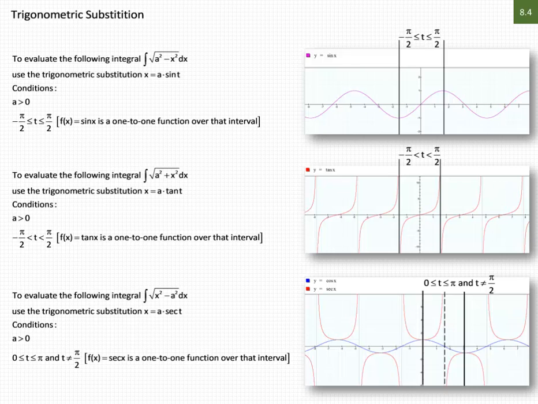substitution x equals the constant times tangent of t, where t is between minus pi over 2 and pi over 2. When the integrand is or contains the square root of x squared minus a constant squared, use the trigonometric substitution x equals the constant times secant t, where t is between 0 and pi inclusive but not equal to pi over 2.